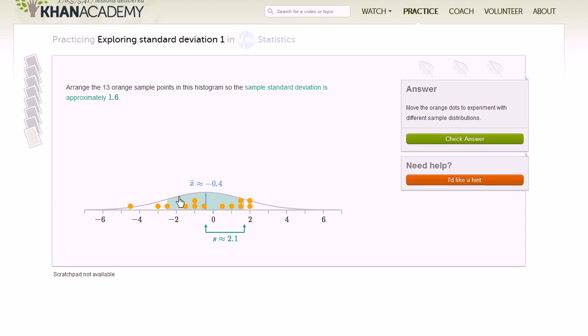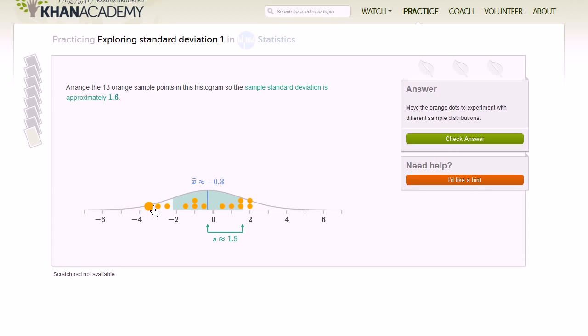So let's do the actual exercise. Arrange the 13 orange sample points so that the sample standard deviation is approximately 1.6. Right now it's 2.1. So I want to squeeze things together. And there's no right answer here. I just have to get them in a way that I'm close to 1.6. So I want to move things closer to the sample mean.